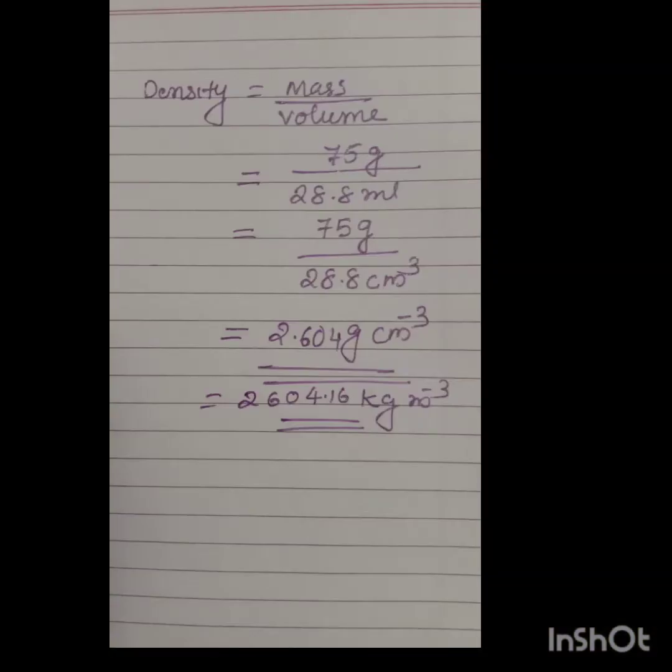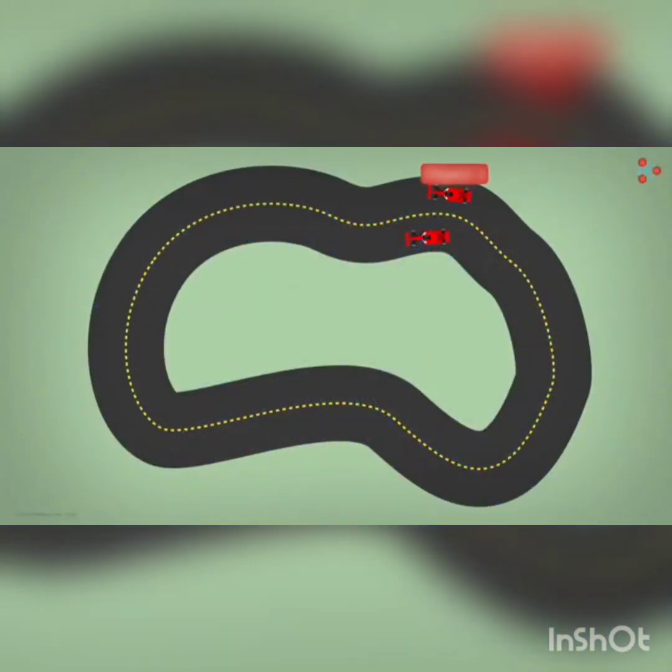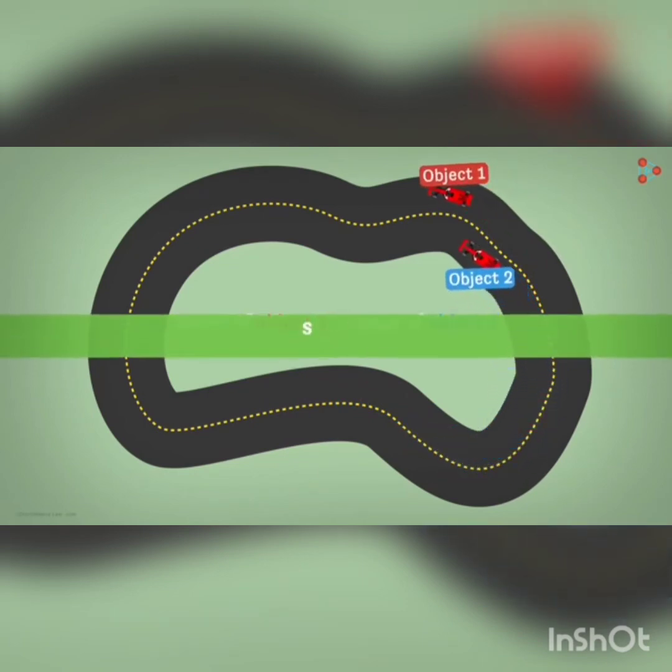See the calculation. How do we know whether an object in motion is traveling faster or slower than another object? Consider two objects, object 1 and object 2, both moving along the same path. Just by looking at the motion, can you tell me which one of them is moving faster? Clearly, this one is moving faster. In comparison with object 1, object 2 keeps lagging behind. Hence, we say that the speed of object 1 is more than the speed of object 2.